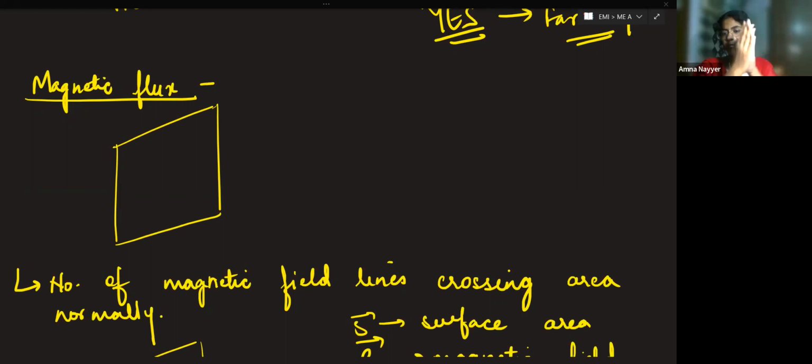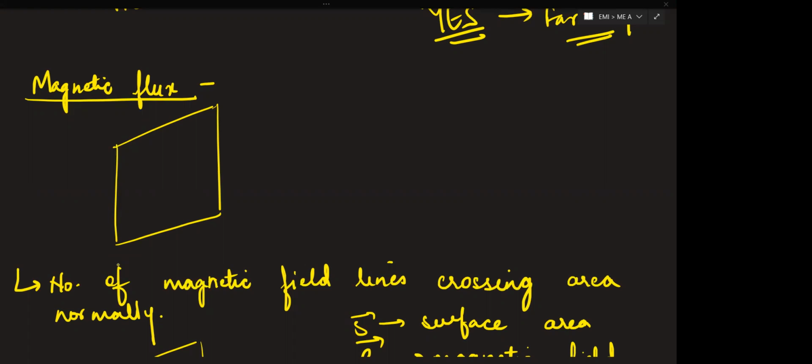For example, this is a plane sheet and an electric field line is passing through this, making an angle of 90 degrees over this. So I'll say this is the electric flux. If somebody asks me what the electric flux is, I'll say 1, because only one electric line has passed. Similarly, if you bring that concept into magnetic flux, magnetic flux becomes the number of magnetic field lines that are crossing an area normally.